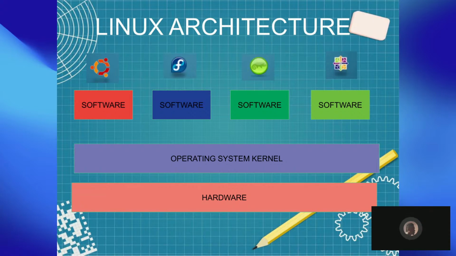On that Linux hardware, it's those software applications that are now different. You have the one for Red Hat, you have one for CentOS, you have the one for Debian, you have the one for SUSE, and the different types of Linux operating systems that are out there. They all ride on the same operating system kernel.